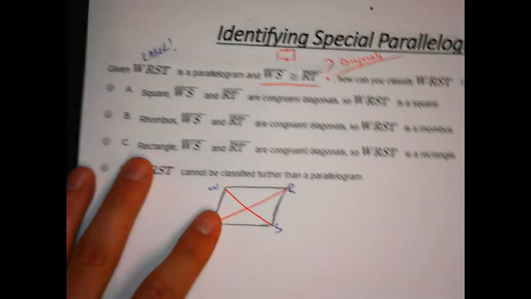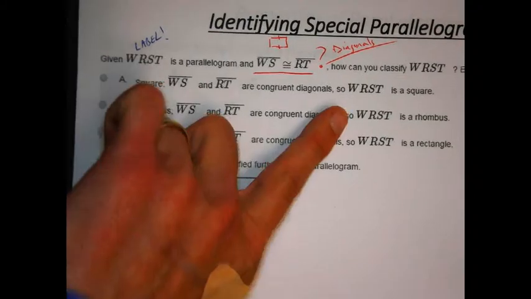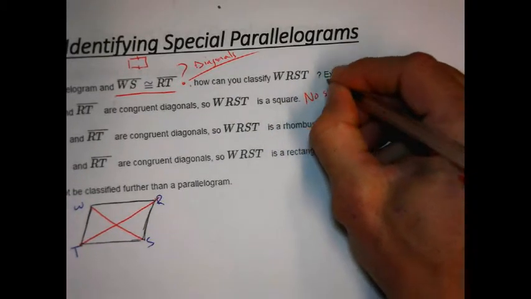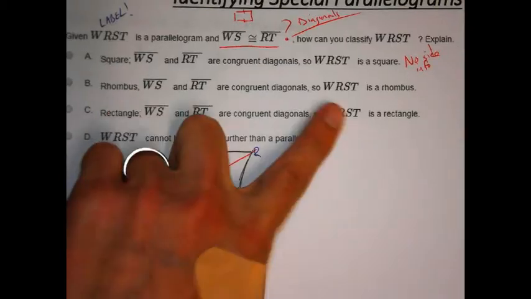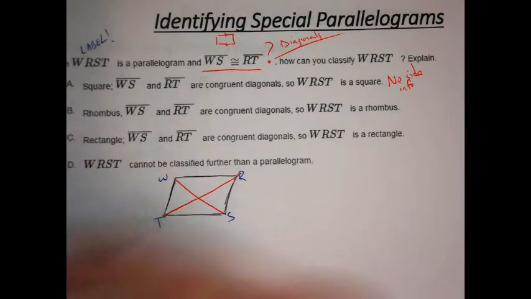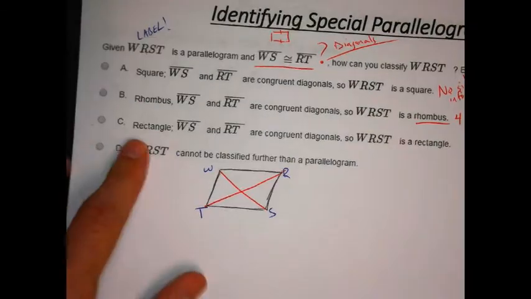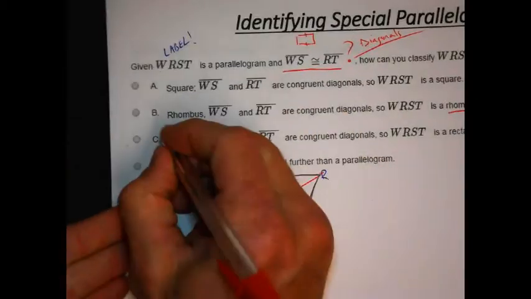So let's look at our choices. Is it choice A, a square, because WS and RT are congruent diagonals? We don't know if it's a square because we don't have any information about side lengths. If we have no side info, we cannot conclude a square. Is it a rhombus because congruent diagonals make a rhombus? No, a rhombus means 4 congruent sides, so it isn't that. Can we say it's a rectangle because WS and RT are congruent diagonals? Yeah, that's true. This is what we've just established. So the correct answer in this case is C, but we have to know why.